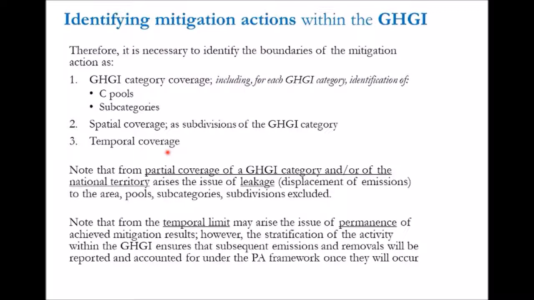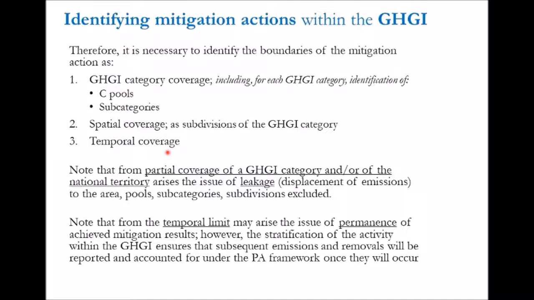Then the temporal limit. Already Anke discussed the reversal of achieved results. I'm still using the example of my subsidies for reforestation. I'm giving a subsidy for a certain period, then the subsidy stops. Maybe the forest will still be there, maybe not. So what happens to permanence? On this we will have a slide at the end, but already here, because of the nature of the greenhouse gas inventory, which is continuous, the greenhouse gas inventory will never stop.